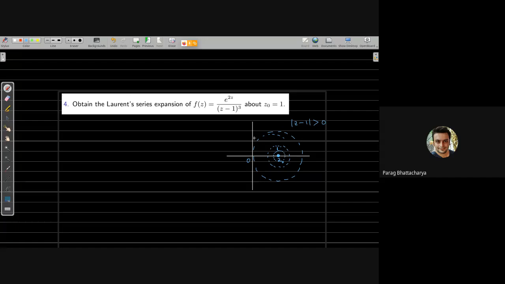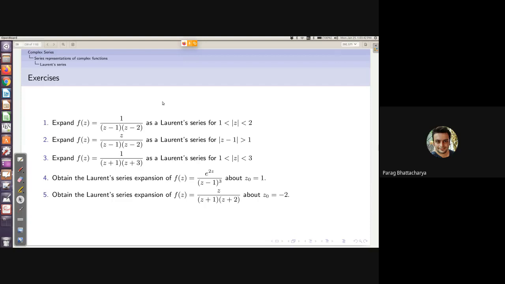Because it's greater than, we are interested in this region which is outside. Okay, so that's what this means here. That's the difference between this problem and the previous problem. Is that clear?